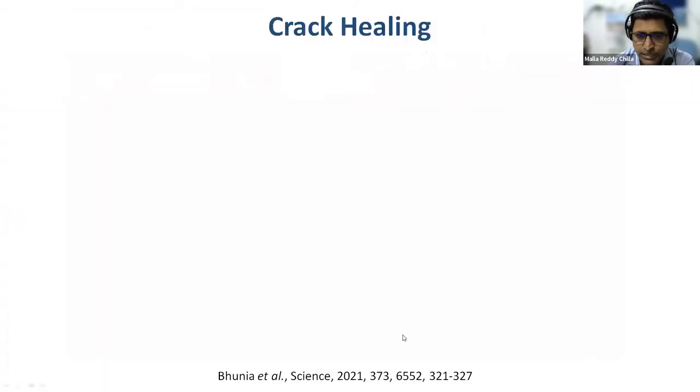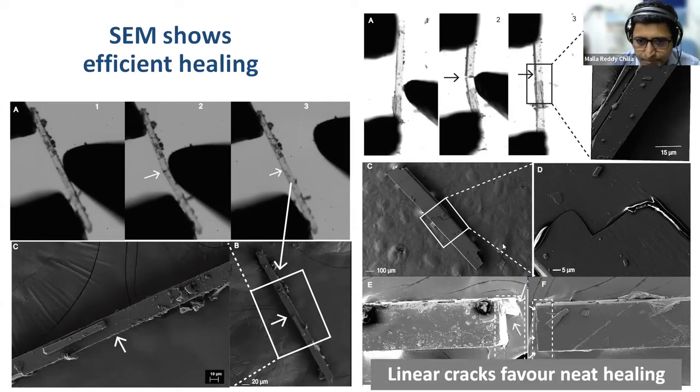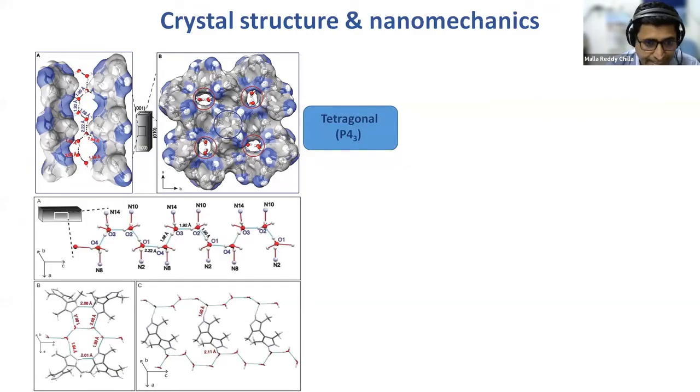And then we looked at the SEM, and when there was a perfect healing, we did not find any sign of the crack. Mostly we found that when the crack is linear, it heals very well; when the crack is not linear, or when you have some debris in the middle, you don't have very good healing. So, what is the origin of the self-healing? What is the origin of the attraction? Then we went into the details and looked at the structure.